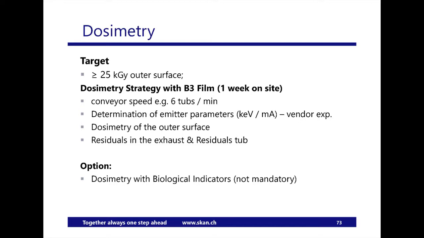The dosimetry strategy with the film is, and it's actually 1 week on site, that we have a conveyor speed of, for example, 6 taps per minute, depending on how much you want to fill.